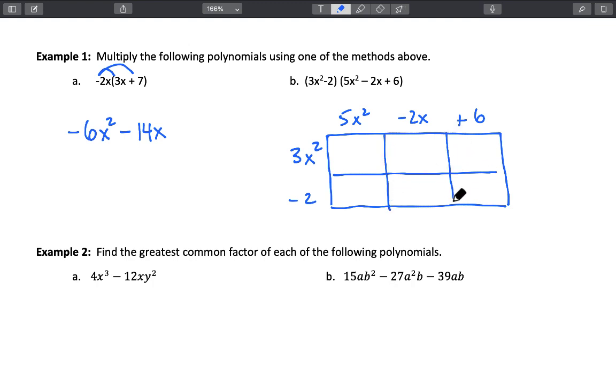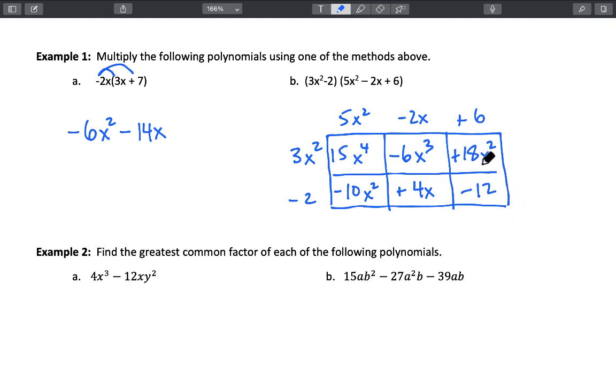Our first intersection here is 3x squared and 5x squared. That gives me 15x to the fourth. Now I have a positive 3x squared and negative 2x. That's negative 6x cubed. Our 3x squared and our 6 gives us a positive 18x squared. Our 5x squared and negative 2 gives us a negative 10x squared. Our negative 2 and our negative 2x results in a positive 4x. And then finally, our negative 2 and positive 6 results in negative 12.